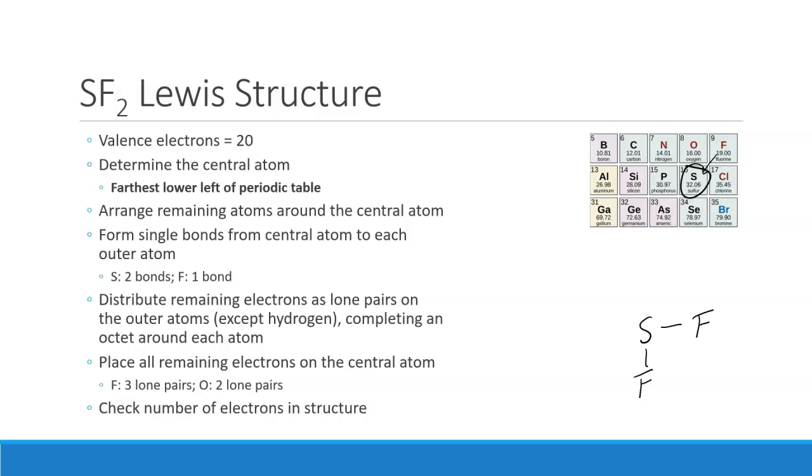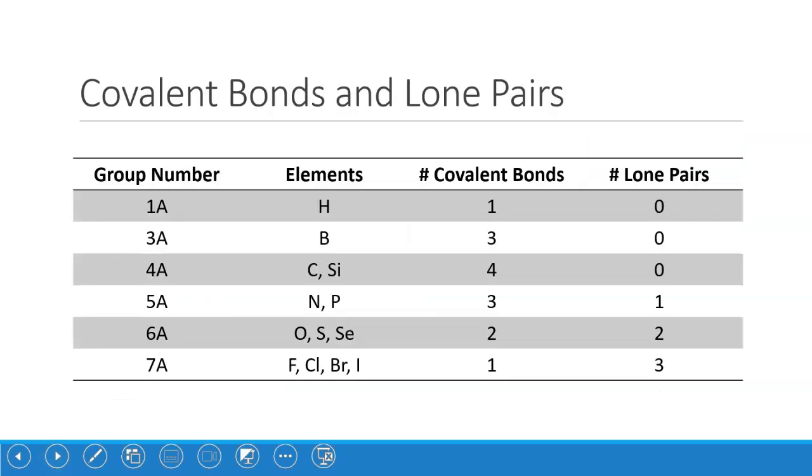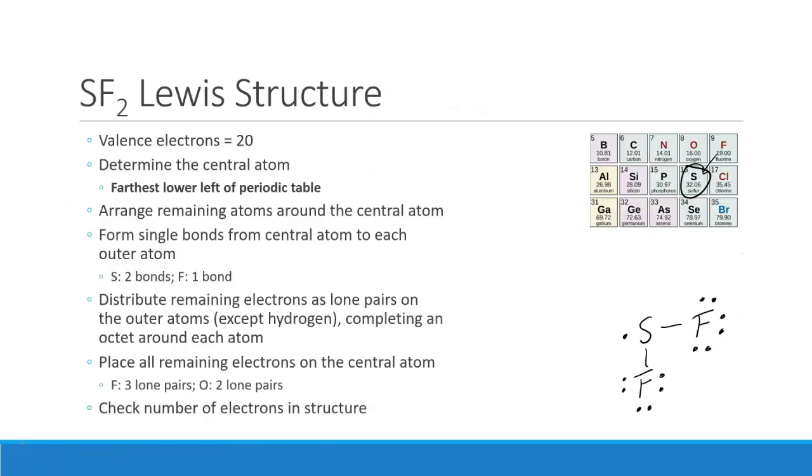Then we want to distribute the remaining electrons around the outer atoms first, keeping in mind that fluorine should have 3 lone pairs. And based off of that table that we've been looking at, sulfur should have 2 lone pairs. So we'll put 2 lone pairs on sulfur and then count that up. You should get a total of 20 valence electrons, and this is your structure for SF2.